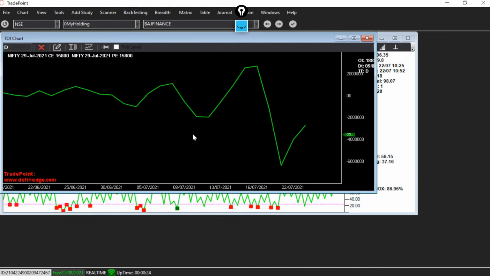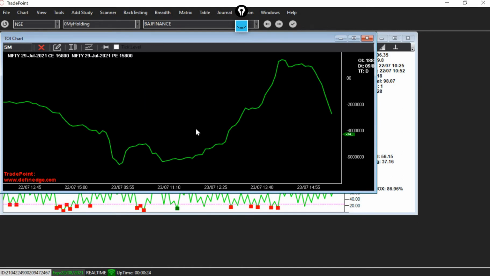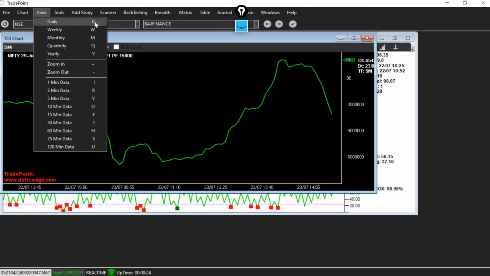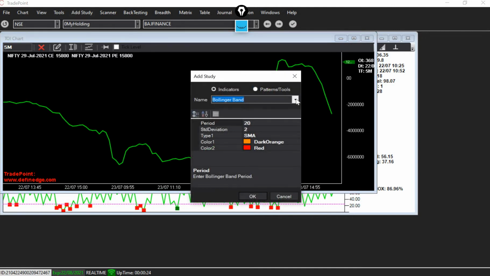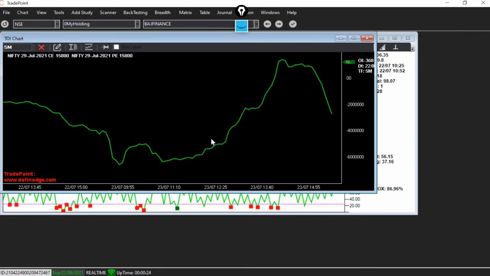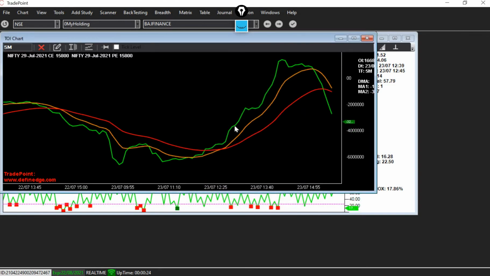We need to convert it to 5 minutes. For 5 minutes you need to press V on your keyboard. All shortcuts are available here. If you click on view, these are all the shortcuts for different time frames. Okay. And we need to go to add study, and add the double moving average. Click OK. So this is the double moving average plotted on the total open interest of the Nifty chart.